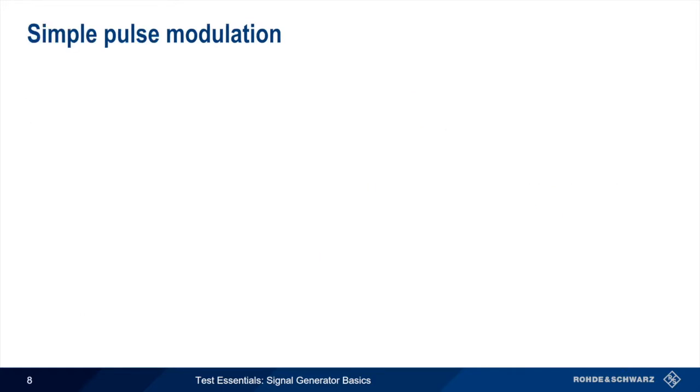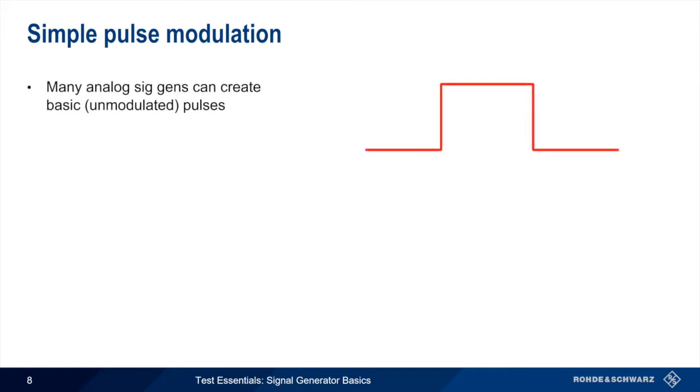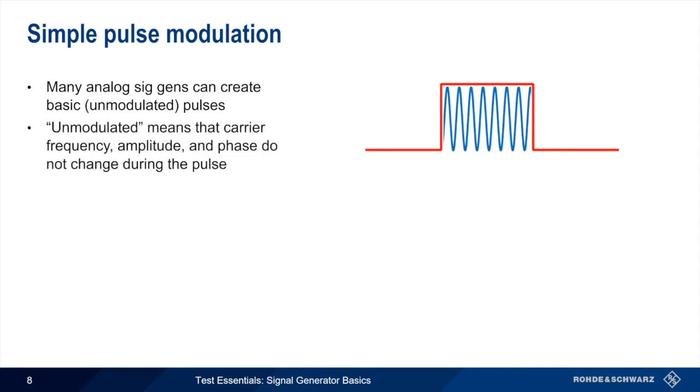A special type of analog signal modulation is pulsed signal generation. Most analog signal generators can also create basic unmodulated pulses. The unmodulated RF carrier is essentially switched on and off to create the pulses. Unmodulated here means that the RF carrier doesn't change in frequency, amplitude, or phase during the pulse.